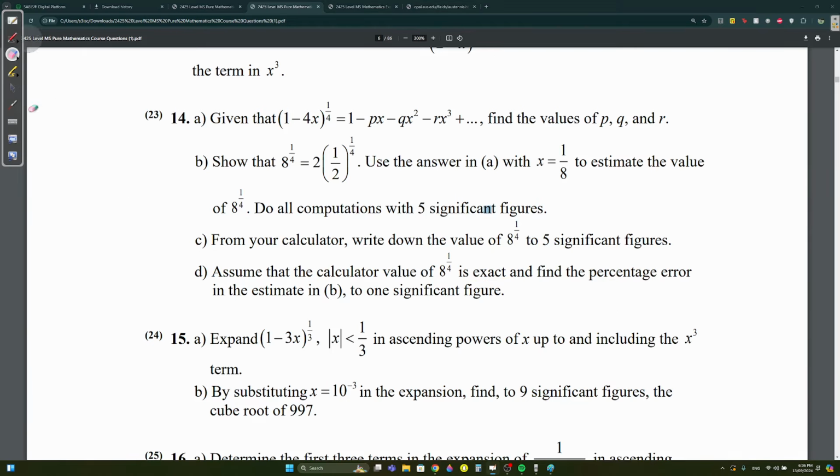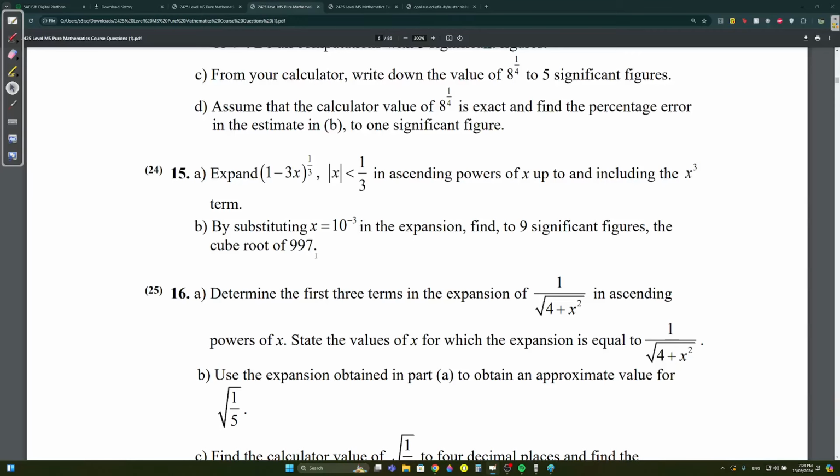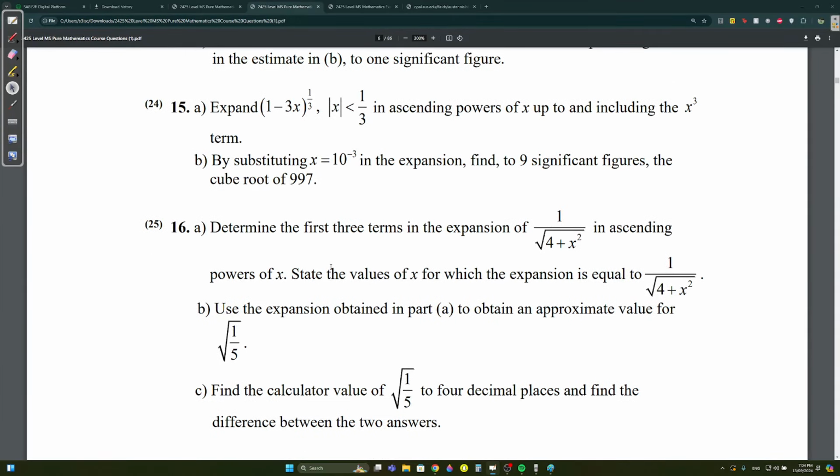Question 15. Expand 1 minus 3x to the power of 1 over 3 in ascending powers until x cubed. They want us to go until x cubed, so we just expand like every other question at this stage. I know I'm tired of explaining over and over again what you have to do; you should be used to it. To the power of 1 over 3, you check: is 1 the first term? Yes. Can you expand until infinity since 1 is the first term? Yes.